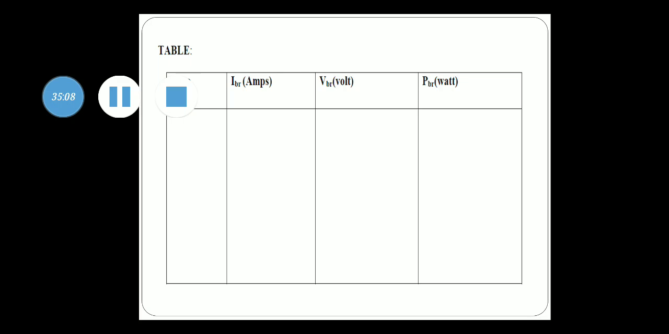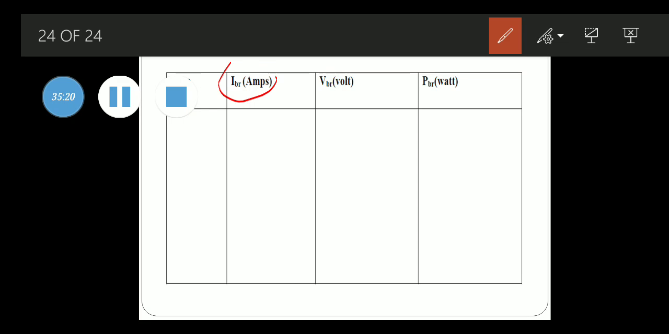So next, what is the tabular column? Here in the block rotor test, we are supposed to tabulate the blocked rotor current, given as IBR in amperes. Then the blocked rotor voltage, VBR. Then the blocked rotor power, PBR. You are supposed to tabulate these here.